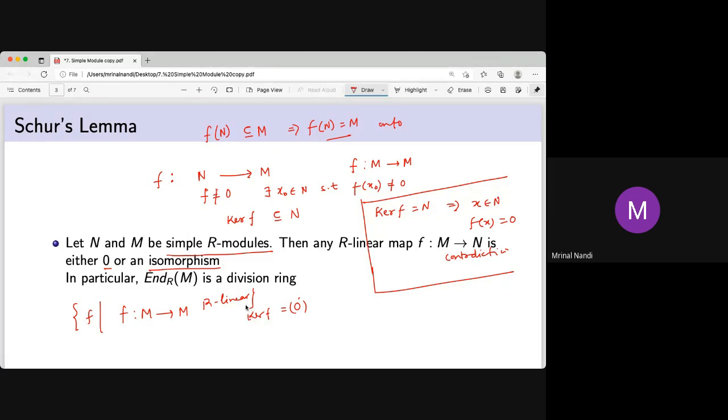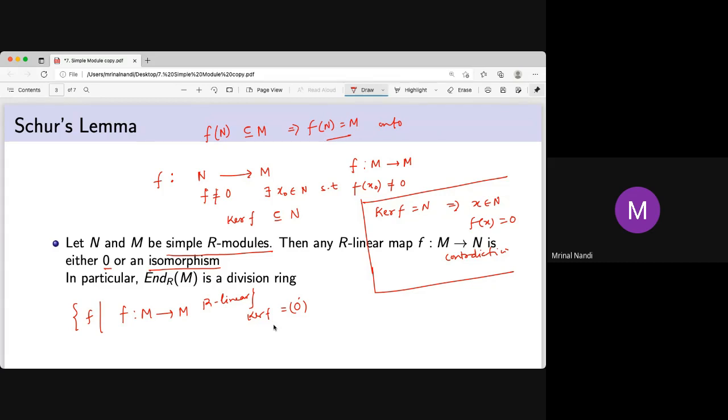Now this ring has what elements? 0, and all other elements which are not 0 are isomorphisms. But we know if something is an isomorphism, the inverse exists. The inverse is also R linear, and the inverse is also an isomorphism. So since the inverse exists, every element other than 0 has an inverse. That means a division ring.